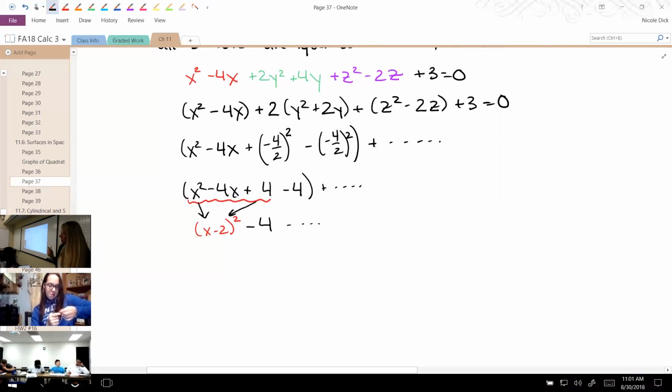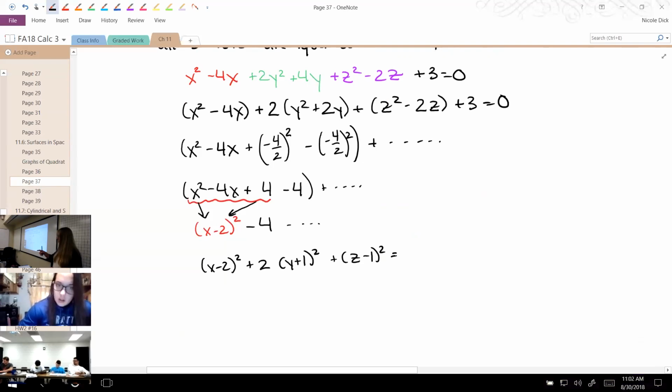So if we do that for all these terms here, eventually what we're going to end up with is this. We're going to have x minus 2, the quantity squared. When we do this for the y terms, we are going to have plus 2 times y plus 1, the quantity squared. And for the z, we'll have z minus 1, the quantity squared. And if I combine all the constants left over together, we end up with a 4. So the -4 from that previous step, I have to add to both sides. The y would give me a constant, the z would give me a constant, and that 3 we had at the beginning. If I combine all those constants together, eventually I can get a 4 on the other side.